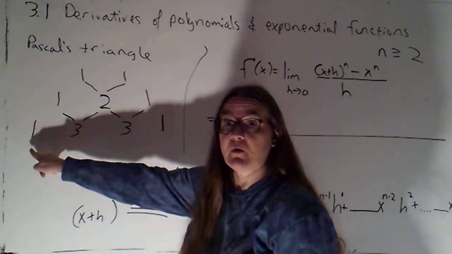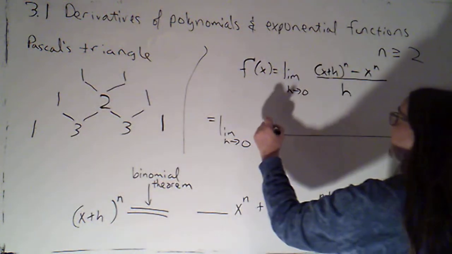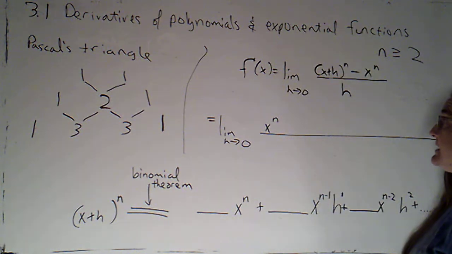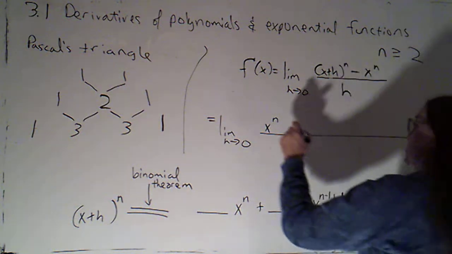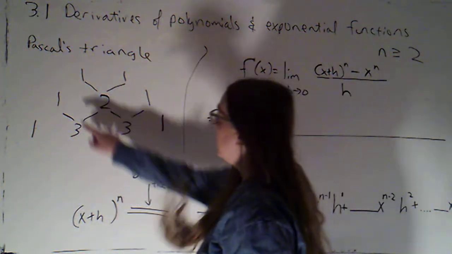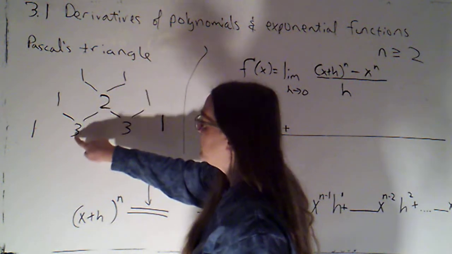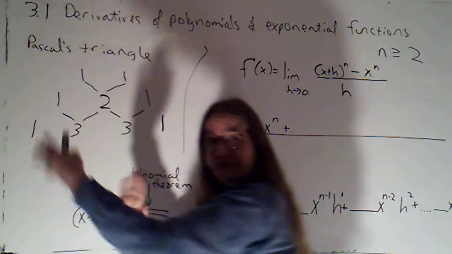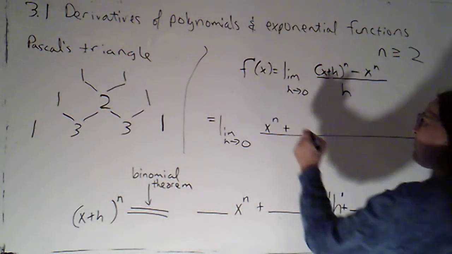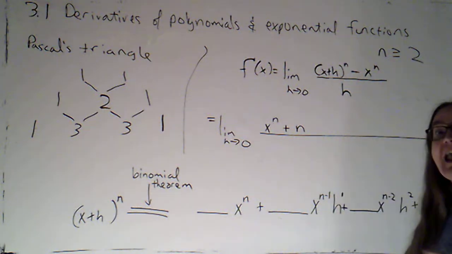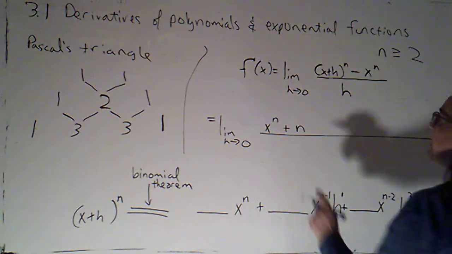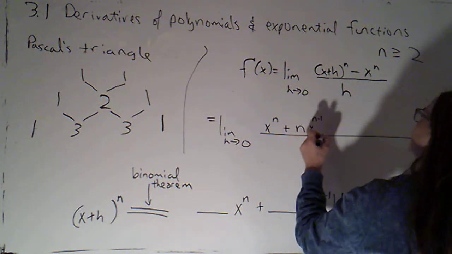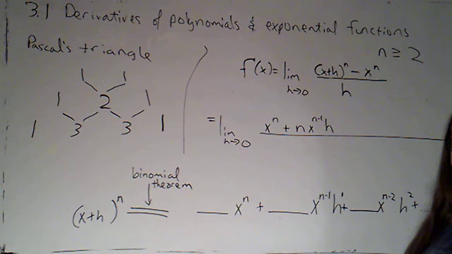We always start with a 1. So whatever n is, I'm going to have x to the n, and I'm going to have 1 copy of x to the n. Then the next term, notice the next term is 1, then 2, then 3. I can see it's going to become 4. The next coefficient is always just n. Okay. So I'm going to have n copies of x to the n minus 1 times h.